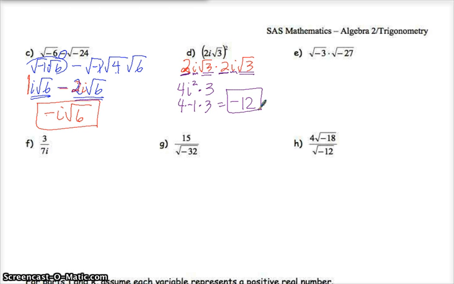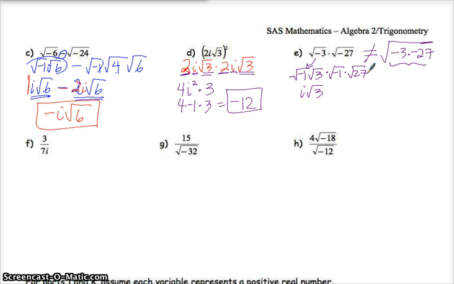Okay, now let's look at letter E. Letter E, you cannot simplify this by putting it back under the same radical if they're negative numbers. You cannot do that because this is defined as being the square root of -1 times the square root of 3, which is i root 3. And this is defined as being the square root of -1 times the square root of 27, because really, you can't take the square root of -27.